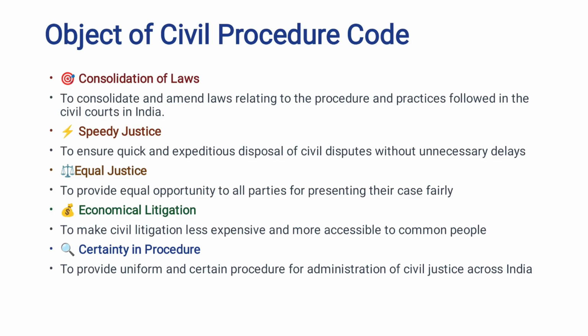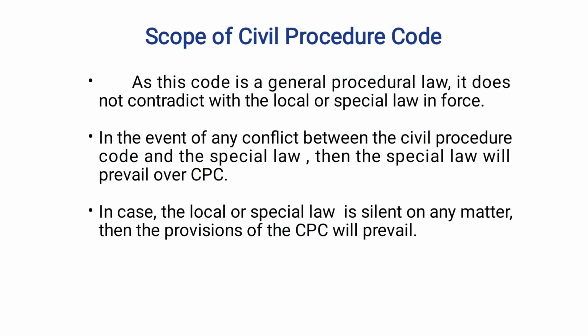And the next one is equal justice, to provide equal opportunity to all parties for presenting their case fairly. Next, economical litigation, to make civil litigation less expensive and more accessible to common people. We all know litigation is very expensive. To make it less expensive, this unified code will be useful. Next one is certainty in procedure, to provide uniform and certain procedure for administration of civil justice across India.